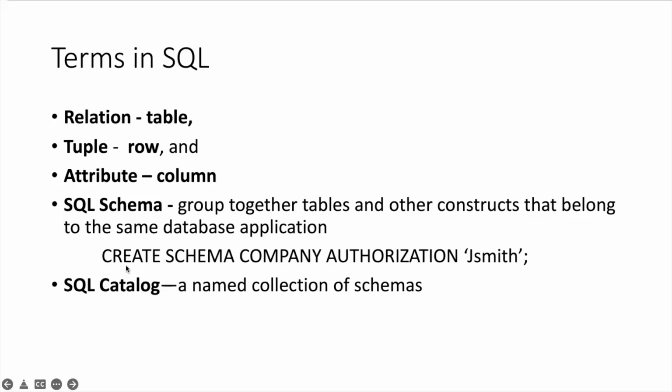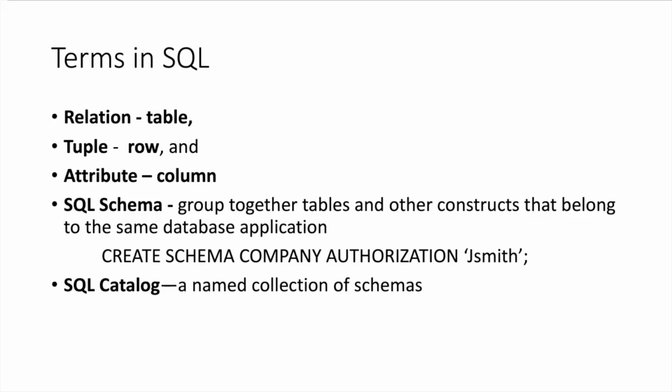We can create a schema using this command, create schema company. Company is the name of the schema. Authorization is a keyword, and what you can see here, J Smith, is the username. So this is a schema called company, which is created and authorized by J Smith. J Smith is the person who will be authorized to use this database schema. We then have another term called the SQL catalog, which is nothing but a named collection of the various schemas that you have. So these are certain common terms.